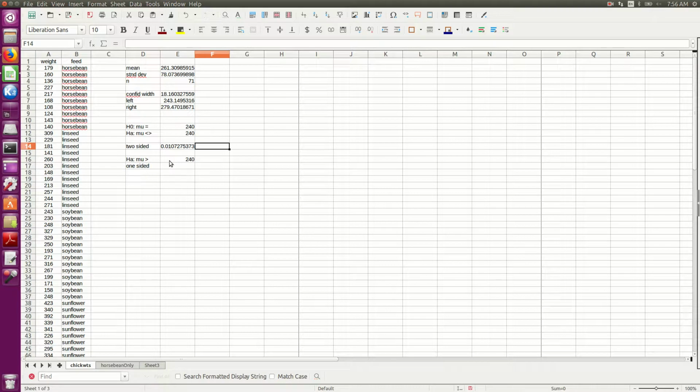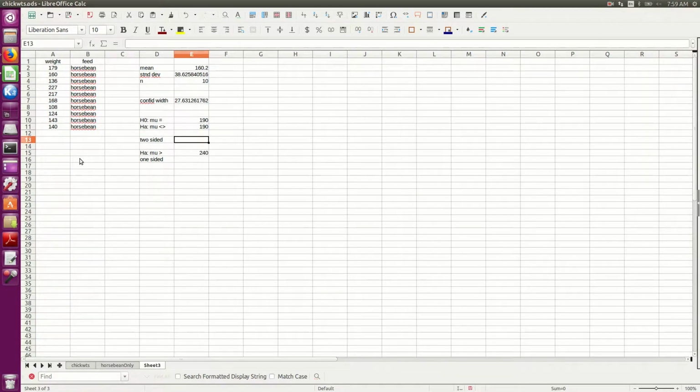If this had been less than 240, well, my data wouldn't have supported that at all, since they were bigger than the 240, and so if it was one-sided with a less than, I wouldn't even bother running it. I would just definitely stick with the null hypothesis. I would fail to reject in that case.